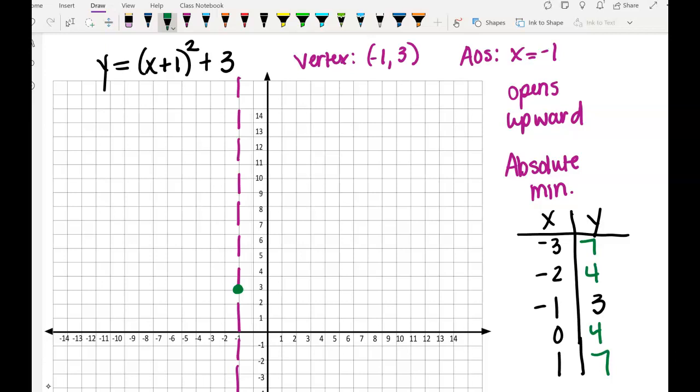So now if I graph those points, -2, 4, 0, 4, -3, 7. Your points should always have a mirroring point. That's why we put that vertex in the middle.